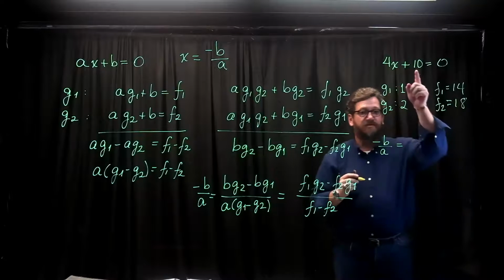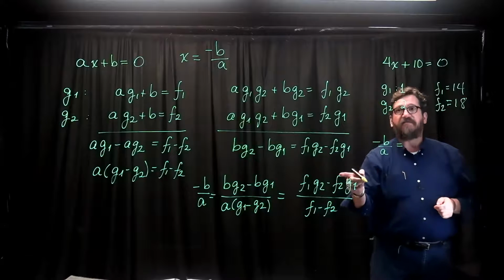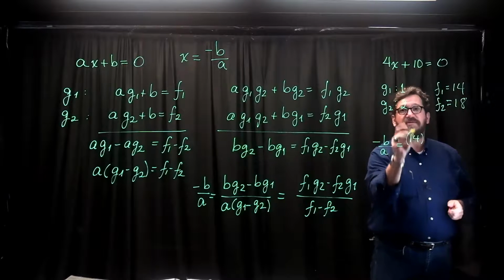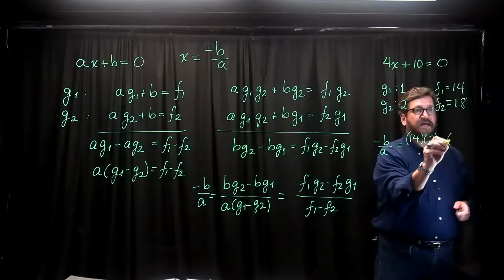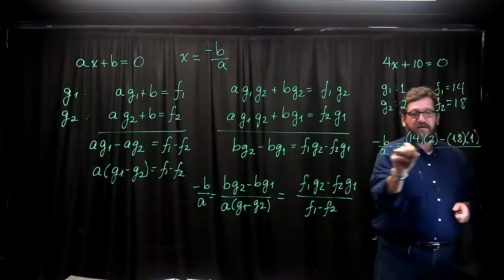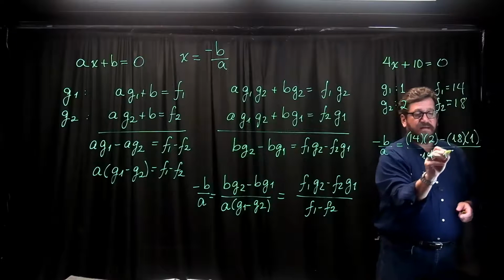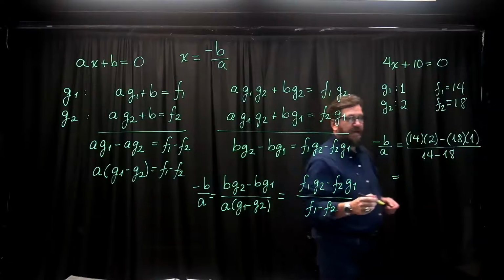Now, because of this, let's go to this formula, because I know the opposite of b over a is the solution to this equation, and I have a formula for it. F1, 14, times the second guess, which is 2, minus the second false position times the first guess over the difference of the guesses.